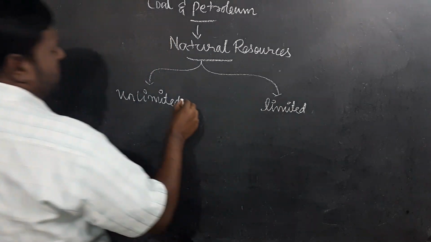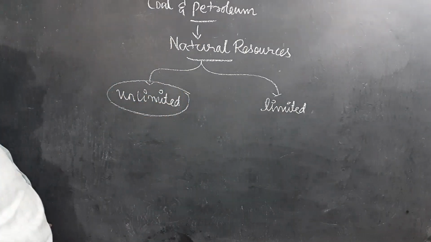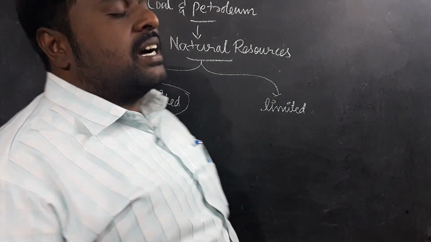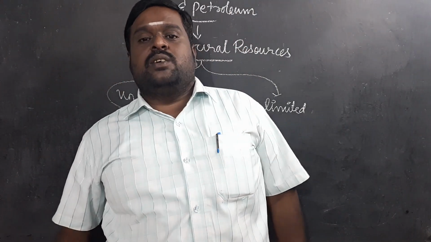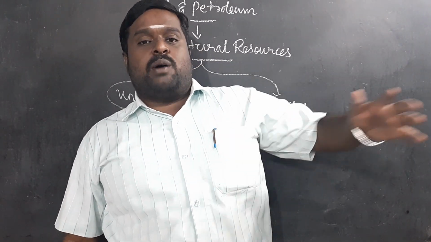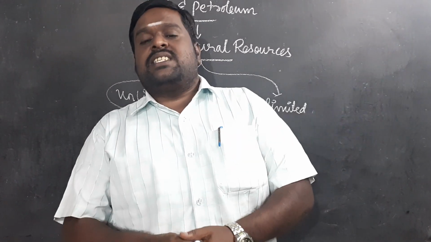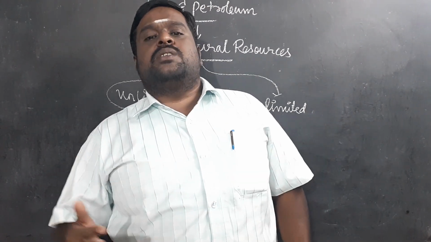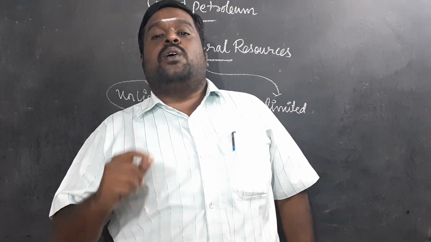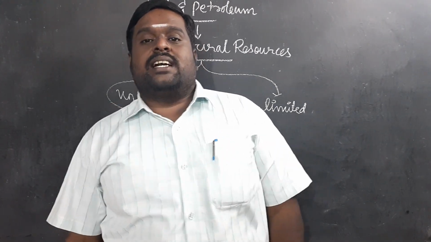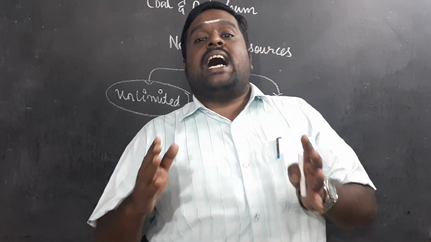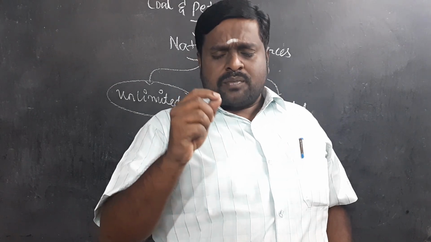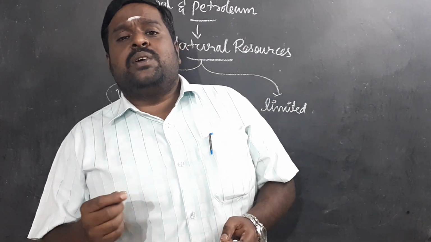So yeah, this is very important. What is unlimited? We are continuously using sunlight. The sun has existed for many millions of years, and it will be there for a few billion more years. So even when we use sunlight daily, it is not going to get exhausted, because it is an unlimited quantity.